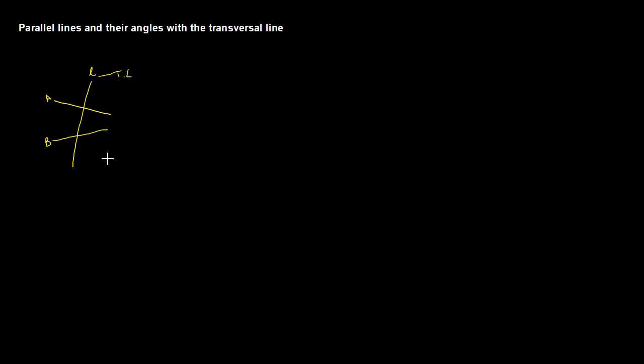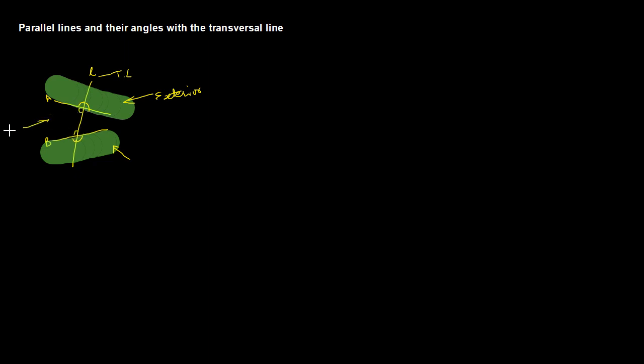We also discussed exterior and interior angles. Let me color this so you know exactly what I'm talking about. Anything which I marked outside line A and outside line B, corresponding to the transversal line, is the exterior area, and angles made here are exterior angles. Similarly, angles made inside are interior angles.